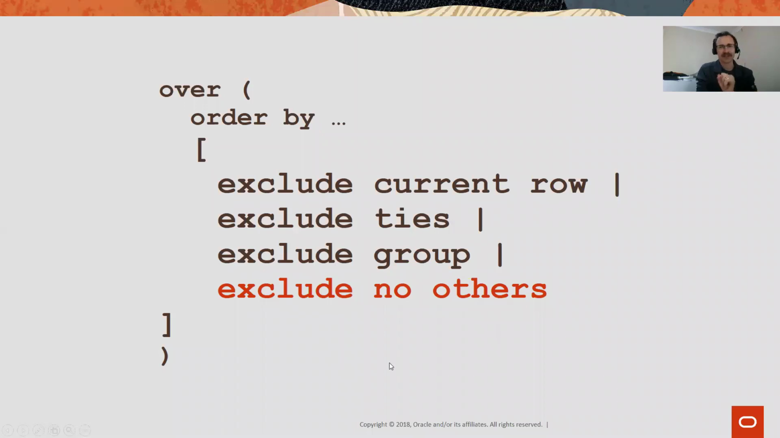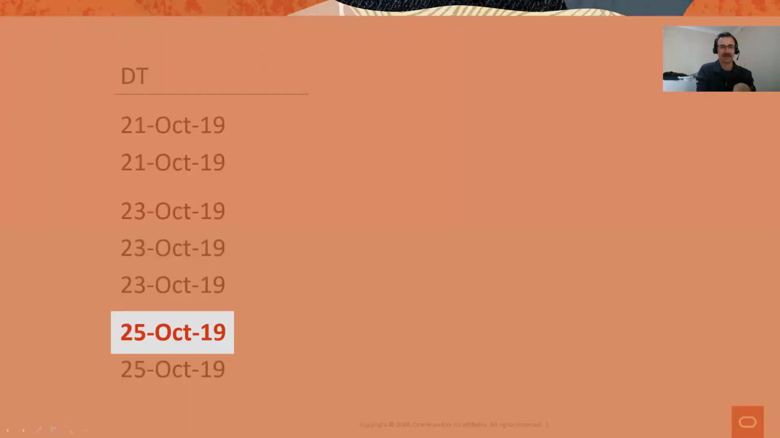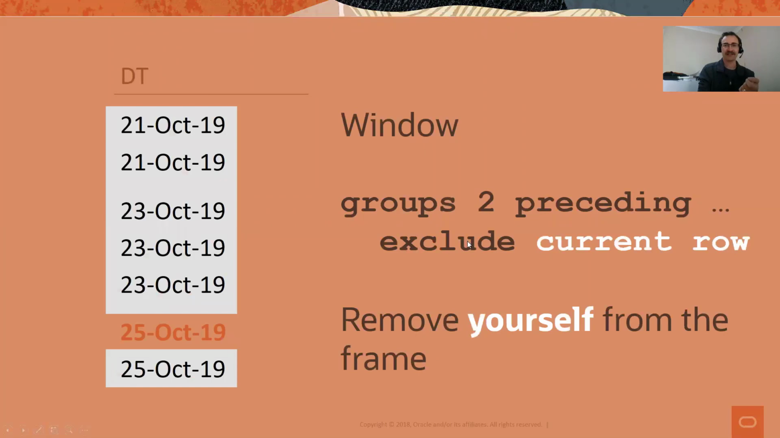So how does this work? Again, best illustrated with an example. Let's return to this 25th of October, and I'll stick with the groups frame for this. So we say groups 2 preceding, exclude current row. It's probably the easiest to understand. Just omit yourself from the results. So don't include your own row's value in whatever the calculation is you are doing. So exclude yourself from the frame.